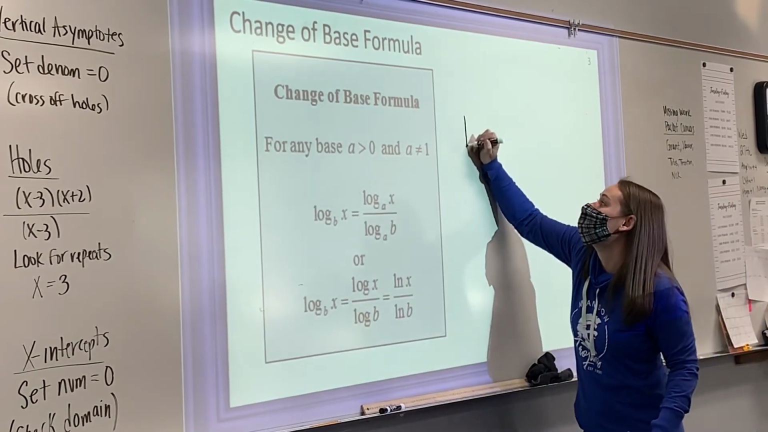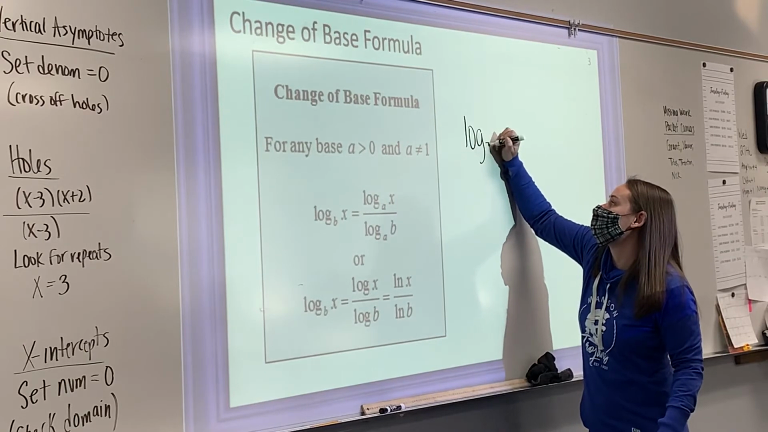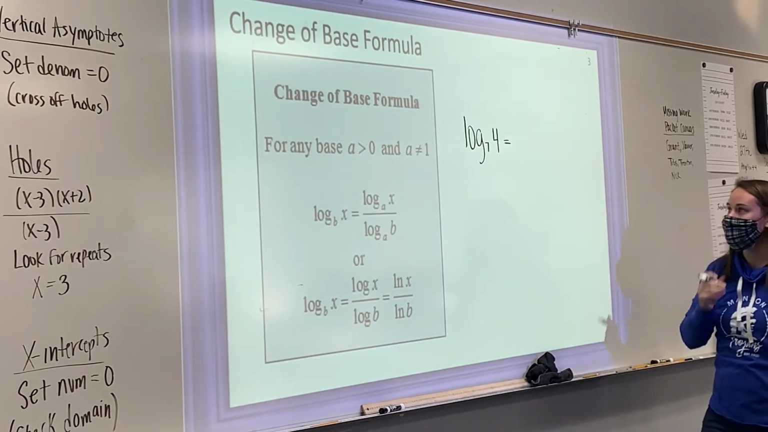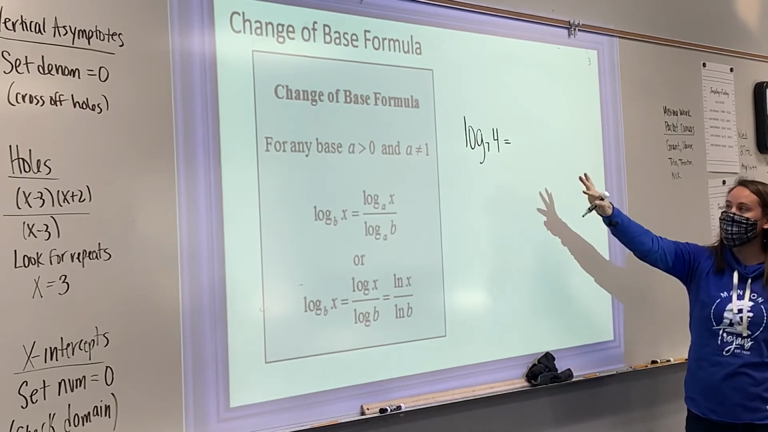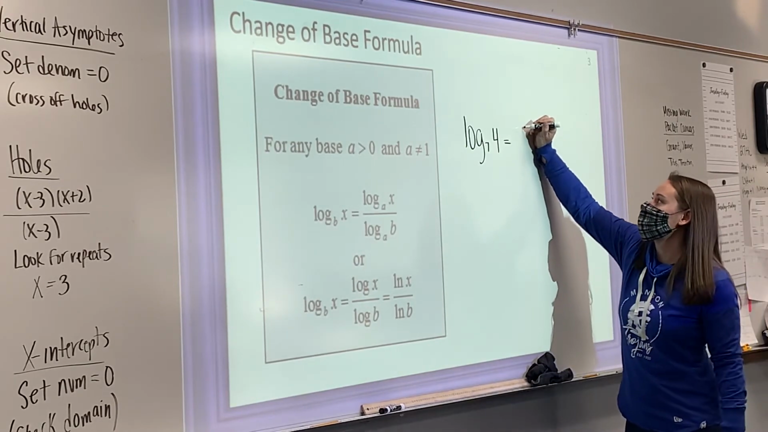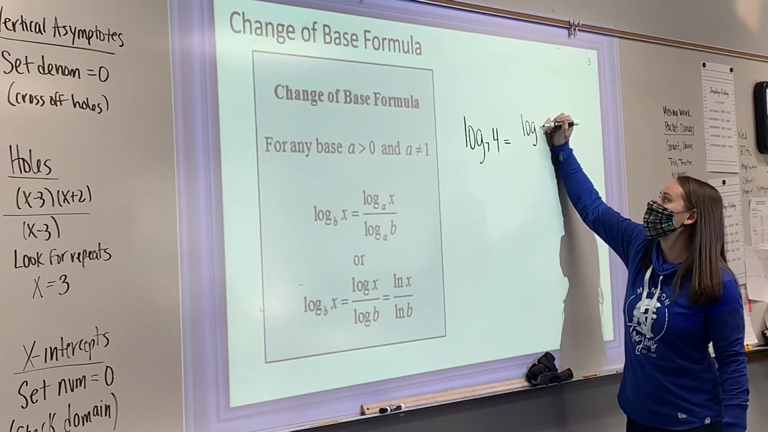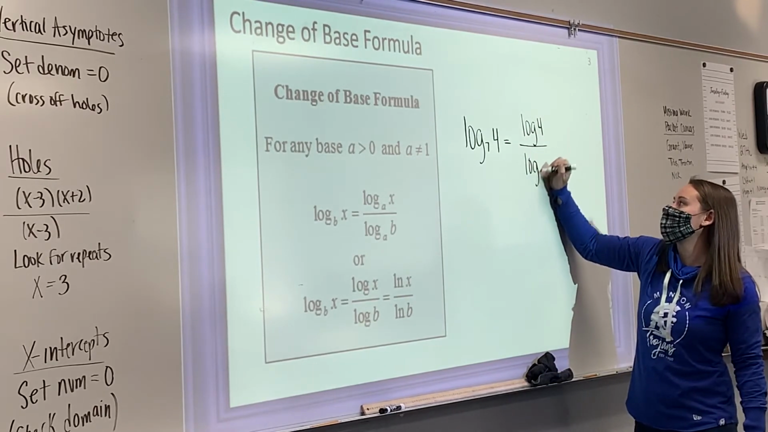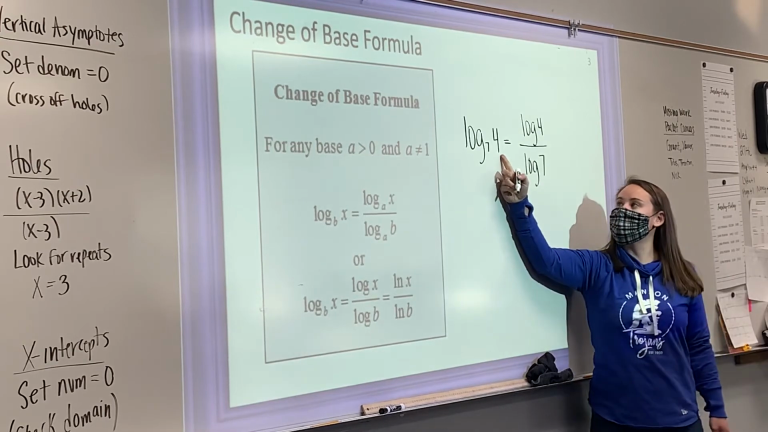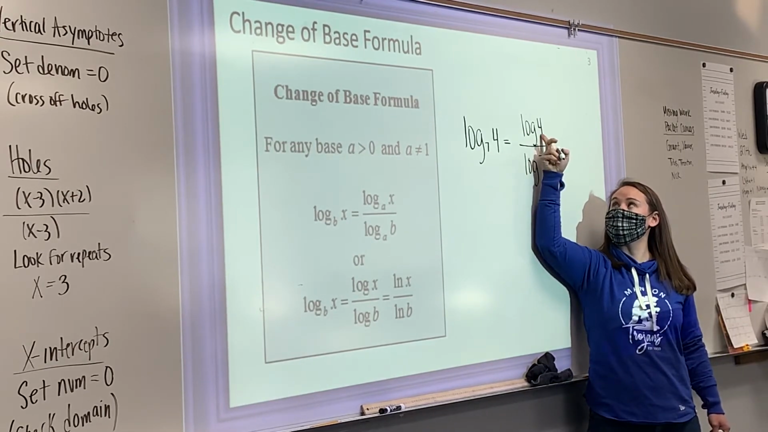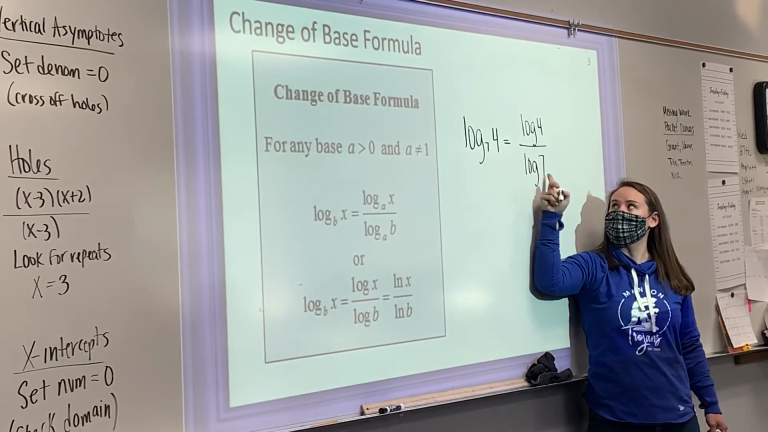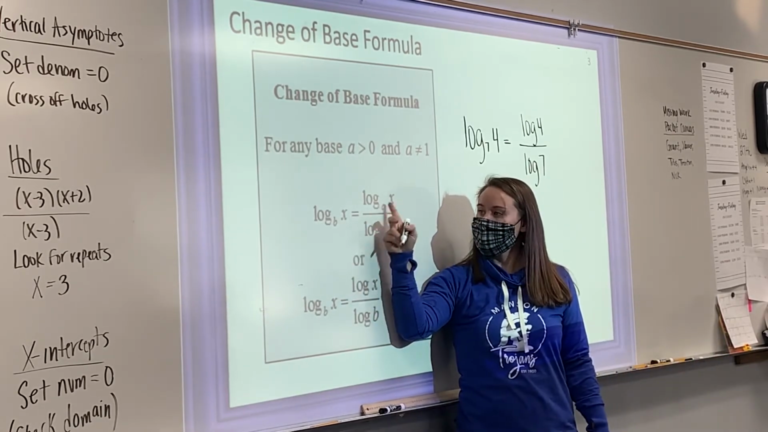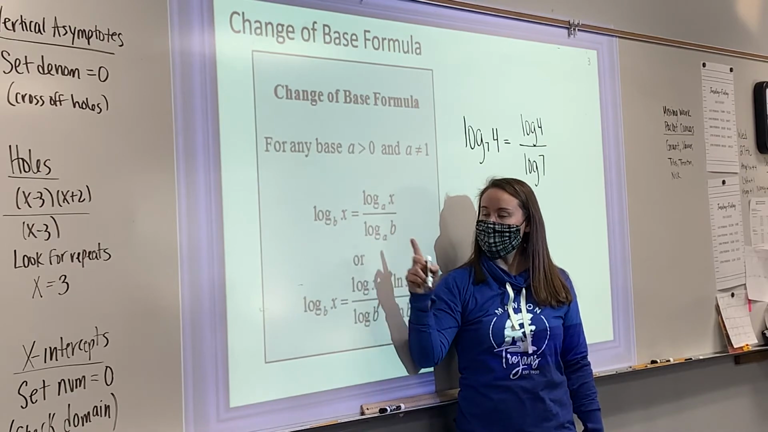No need to write that down. So let me give you an example. If I have log base 7 of 4, all you have to do to calculate this is actually do the log of 4 divided by the log of 7. Notice how the 4, the thing on the right, goes first, and then the 7 goes next. Look at how that's here. The X goes first, and the B goes next.